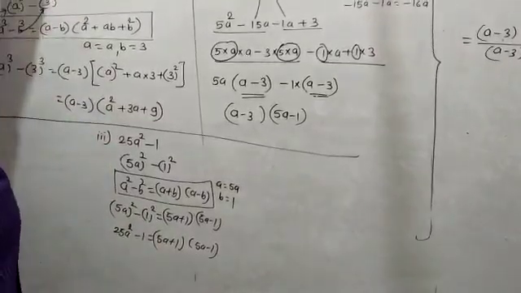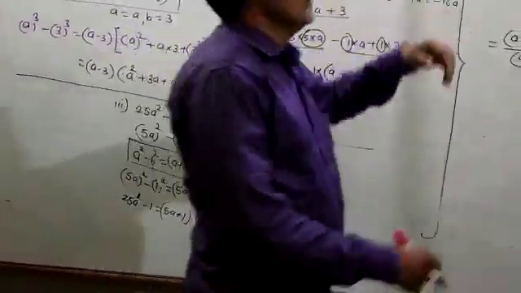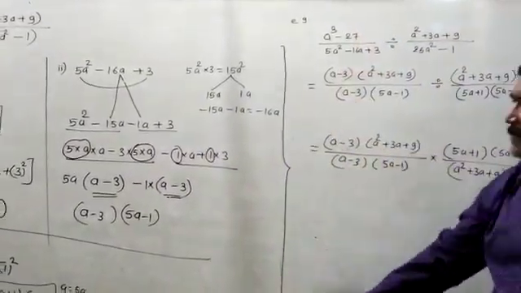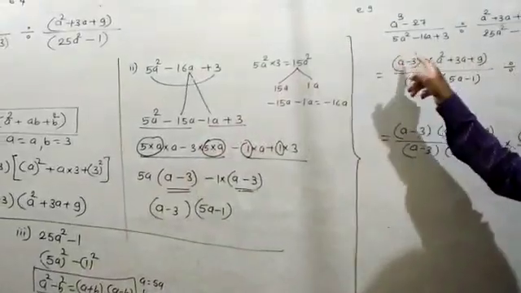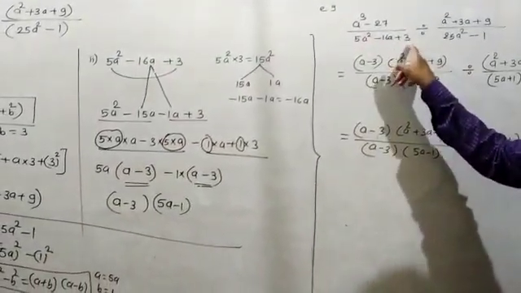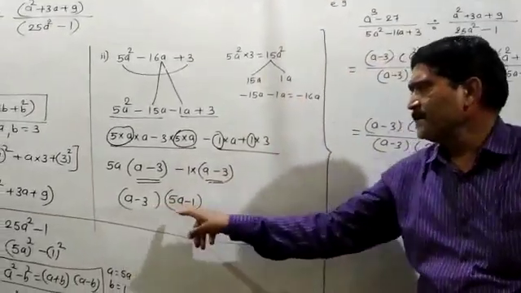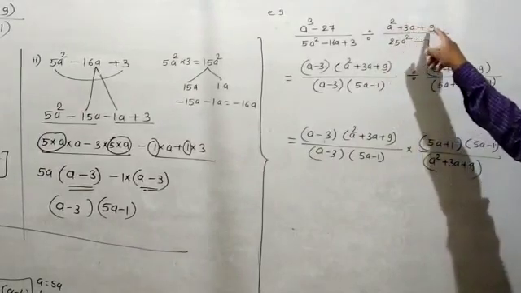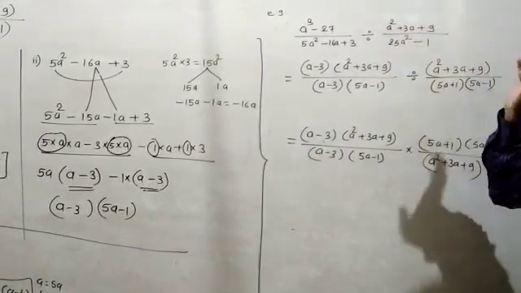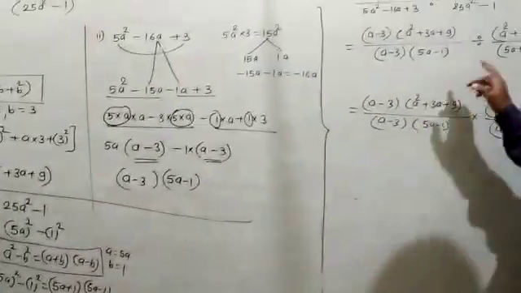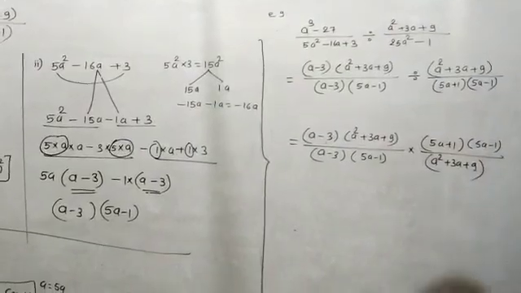Then write the same example here. Write a cube minus 27 in the factorized form: a minus 3, a square plus 3a plus 9. The factors of 5a square minus 16a plus 3 are a minus 3 and 5a minus 1, divided by a square plus 3a plus 9 as it is, since its factors are not possible. Then 25a square minus 1 has factors 5a plus 1 in one bracket and 5a minus 1 in another bracket.